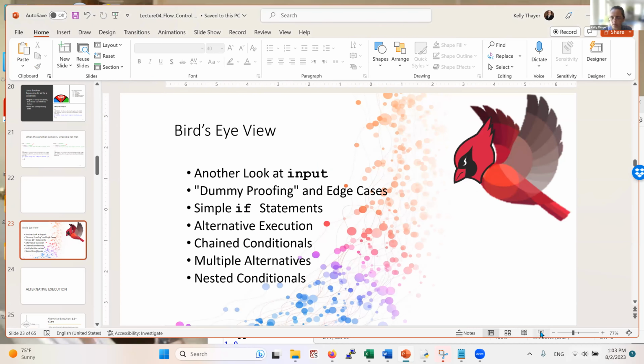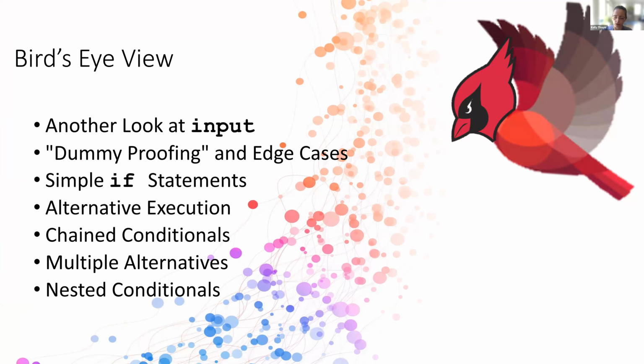So last time we got an introduction to how we would actually use the if statements. We also took a look at the input and the dummy proofing and dealing with those edge cases to make sure that everything runs smoothly. And we saw how to actually set up a simple if statement. If some condition is met, then we would have a block of code that is guarded by the branch, the if statement with a Boolean in it, to actually execute the code.